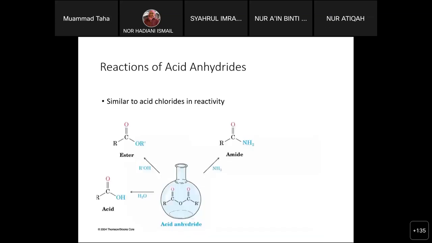Next slide. The acetic anhydride can be converted to the carboxylic acid itself, and to ester and amide, by using alcohol and ammonia. Next slide.